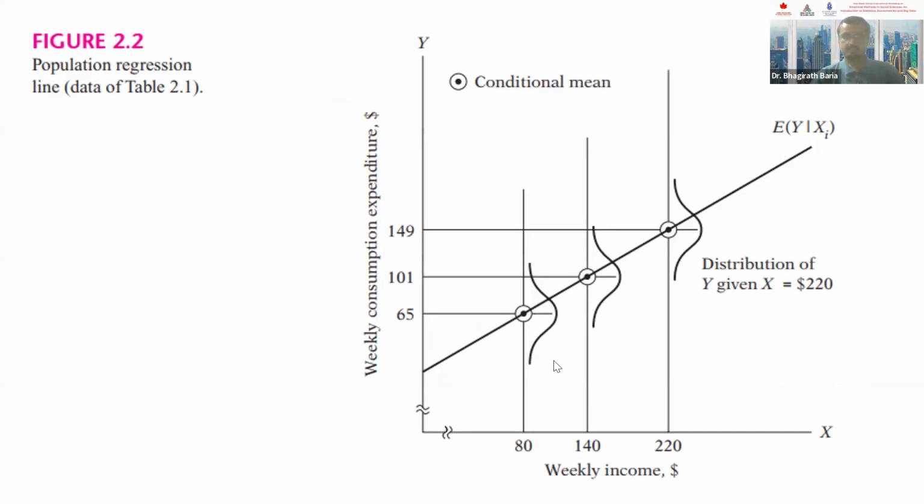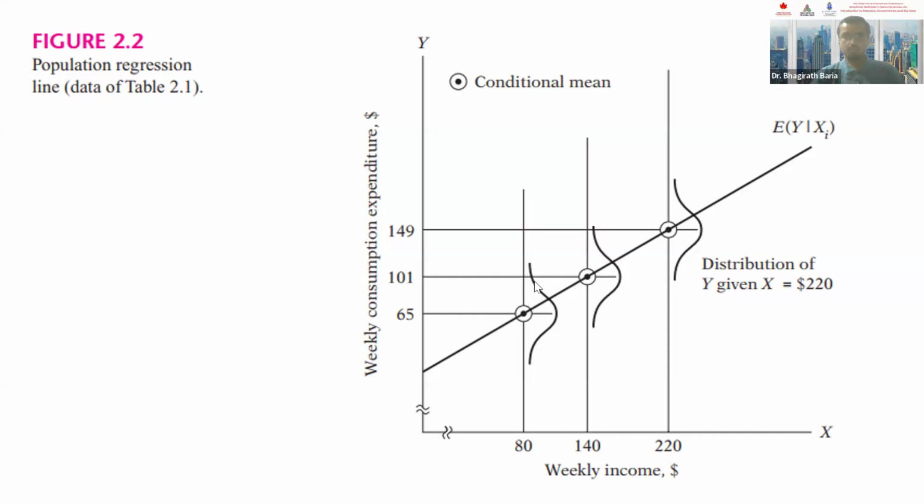So the same idea is given here. At the level of 80 weekly income, there may be thousands of houses in your sample which have a weekly income of 80 US dollars. They will have very different consumption patterns, expenses, food expenses, etc.